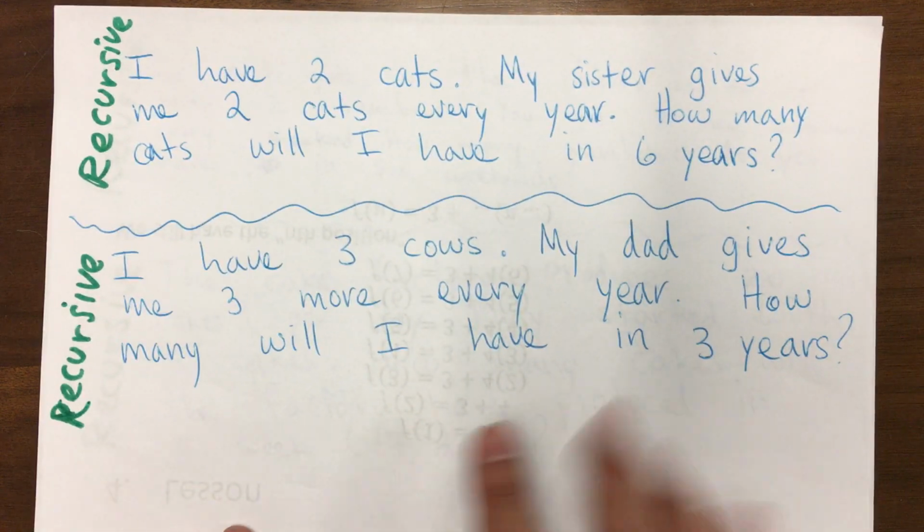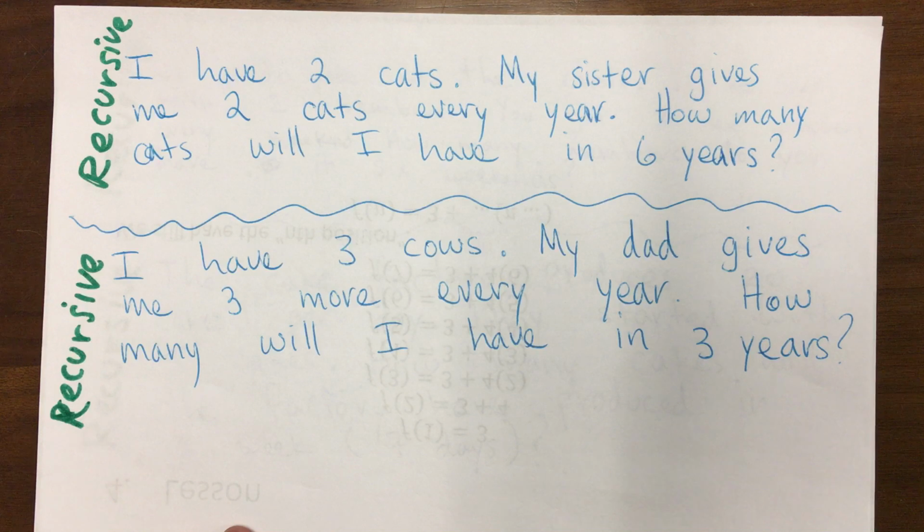The next one says, I have 3 cows. My dad gives me 3 more every year. How many will I have in 3 years? Again, in here, even shorter, you're only finding for 3 terms. Okay.